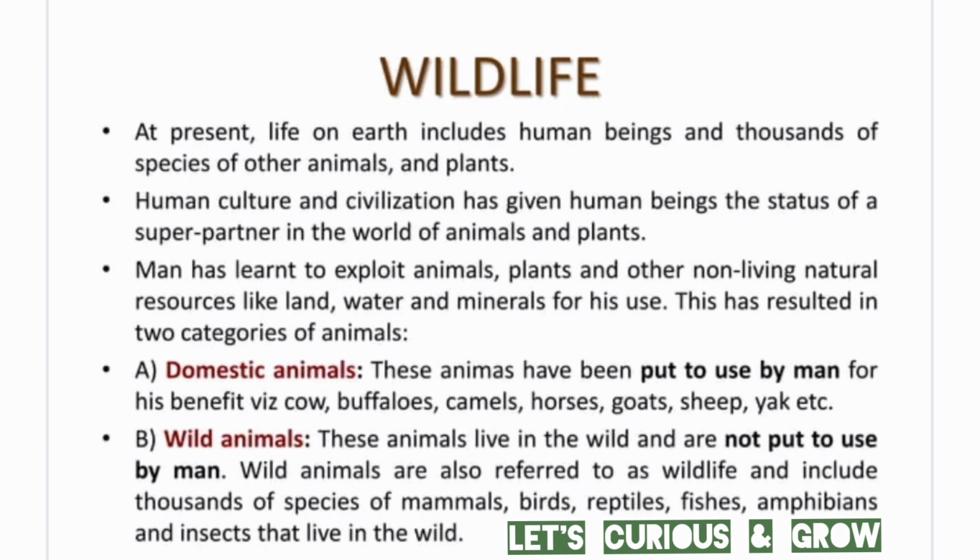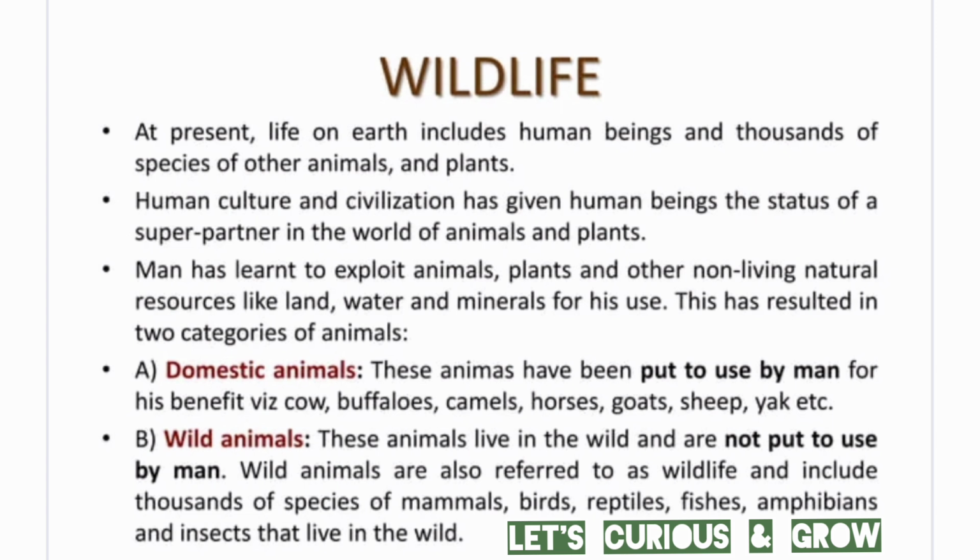So, wildlife. At present, you know that life on Earth includes human beings and several thousand species of animals, plants, etc. Human culture and civilization also give humans the status of super partner in the world of animals as well as plants. So man has learned to exploit animals, plants and other non-living creatures for their own needs. This has resulted in two main categories of animals: domestic animals as well as wild animals.